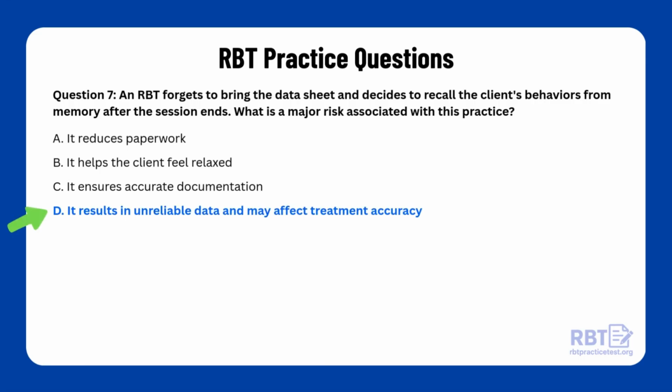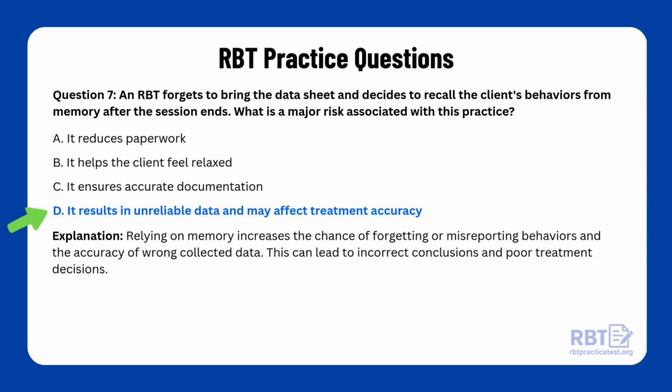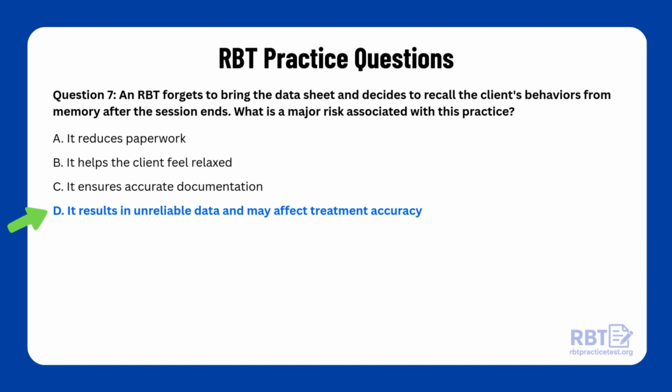The correct answer is D. It results in unreliable data and may affect treatment accuracy. Relying on memory increases the chance of forgetting or misreporting behaviors. This can lead to incorrect conclusions and poor treatment decisions. Now for the wrong answers.